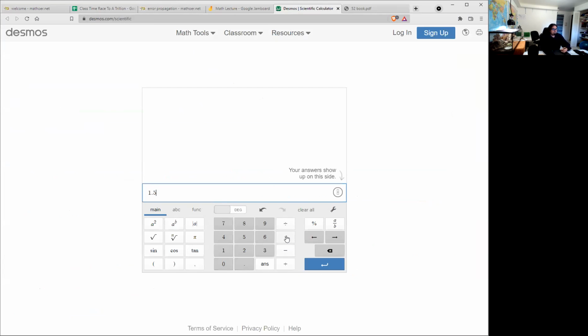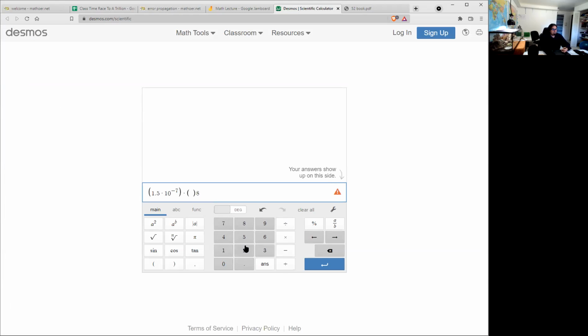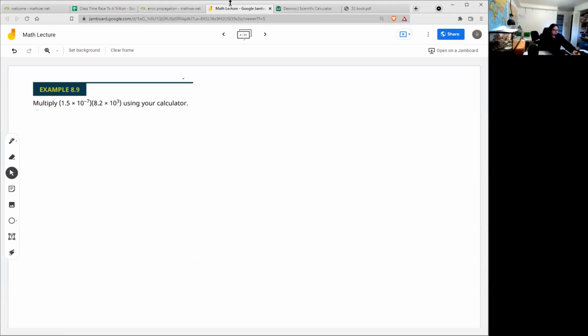Times 10 to the negative 7, times 10 exponent negative 7. Let's put some parentheses around that. And then multiply that by whatever it was, 8.2 times 10 to the third. Get your answer that way. So if the weird EXP buttons on your calculator aren't making you happy, then just use the Desmos calculator and put it in exactly like how it looks.